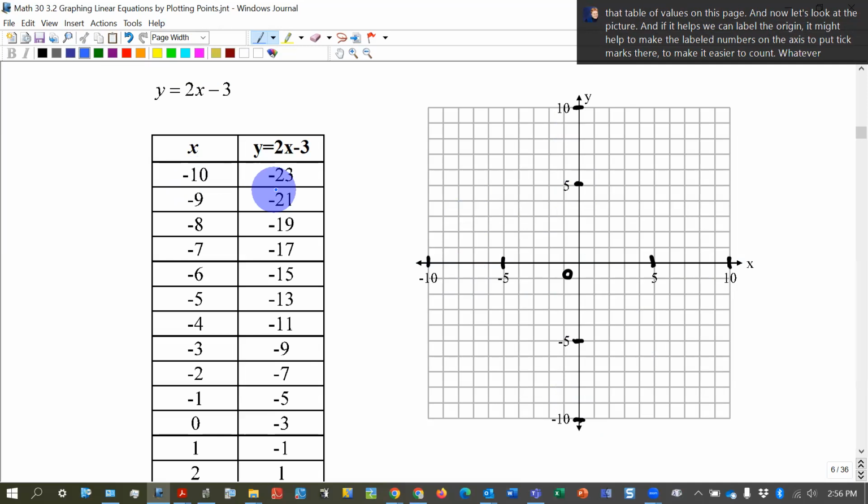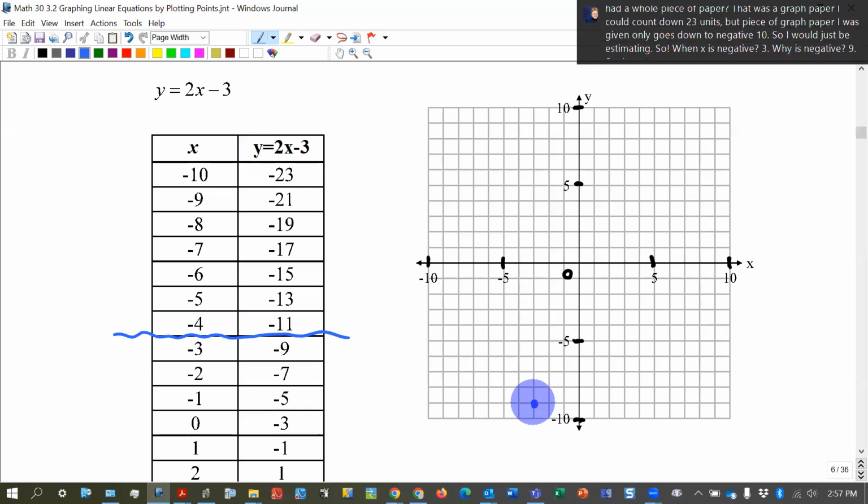When x is -10, y is -23. So that would be way down below my picture. I'm not going to be able to draw that. If I had a whole piece of graph paper, I could count down 23 units, but the piece of graph paper I was given only goes down to -10. So I would just be estimating. So when x is -3, y is -9.